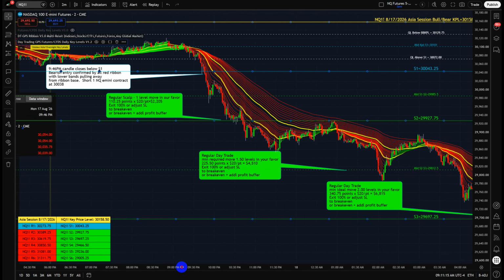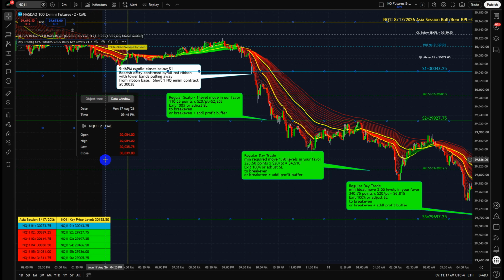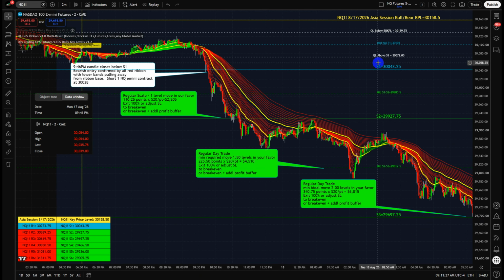And then on this particular candle here, it closes at 30,039. So we're shorting at 30,038. Now, as far as stop losses, your tight stop loss on a bearish entry is going to be the QL level above the entry that you're basing the bearish trade on. In this case, QL above S1, 30,072.